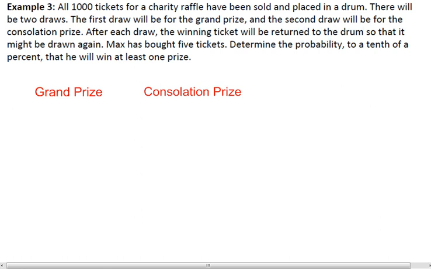1,000 tickets. After doing this example, you might feel like you'll never buy a 50-50 ticket again. All 1,000 tickets for a charity have been sold and placed in a drum. There will be 2 draws. The first draw will be for the grand prize, and the second draw will be for the consolation prize. After each draw, the winning ticket will be returned. Why is that important? It's replacement. If your ticket's returned, there's replacement, meaning what kind of situation do we have?